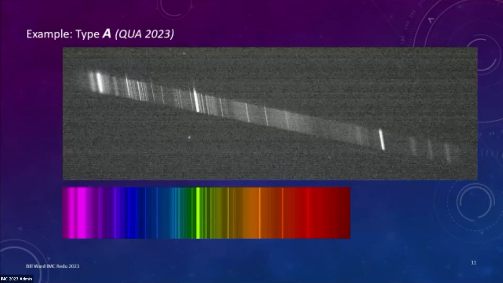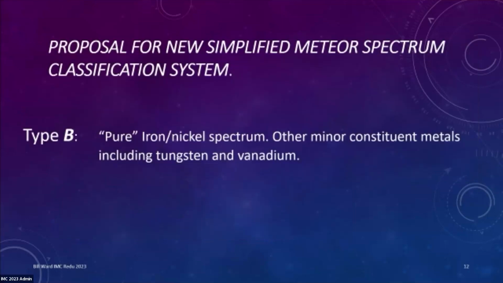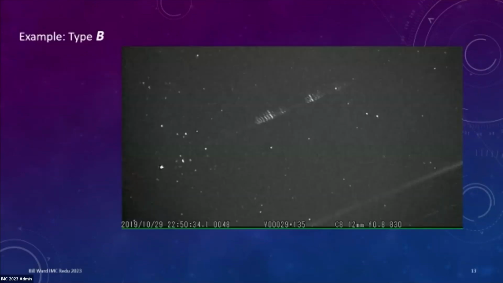So again, very detailed. In this case, you would be able to do more detailed analysis, but rocky. We can see the calcium lines, we can see the magnesium lines, we can see silicon. So that's a rocky, so it's still a type A. The next one is a type B, and as Peter also mentioned, these are pure iron, and they are very, very distinct, even at the sort of poor end of the images as well.